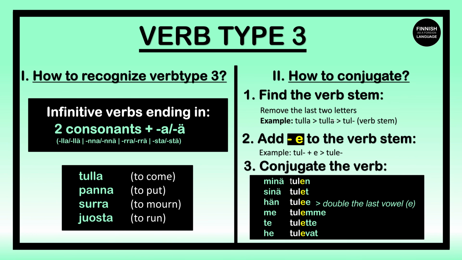Minä tulen means I come. Sinä tulet means you come. Hän tulee means he or she comes. Here we have to double the last vowel of the verb stem. Me tulemme means we come. Te tulette means you come, plural. And he tulevat means they come.